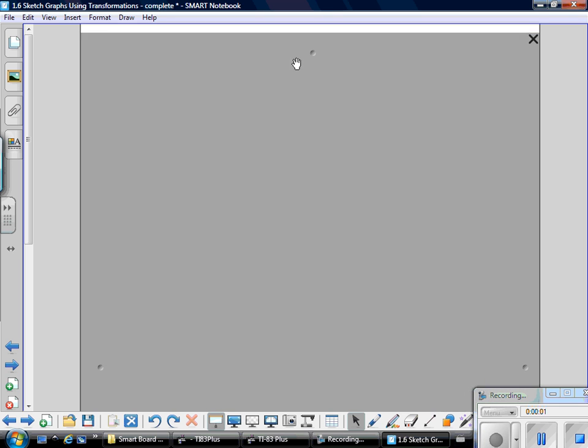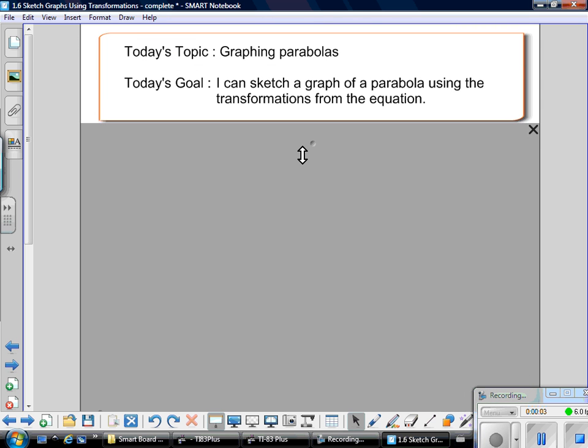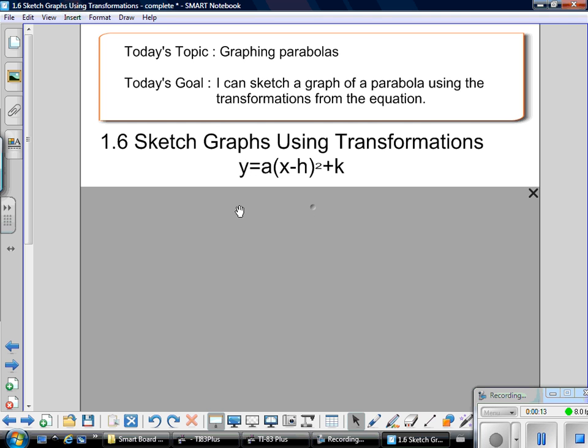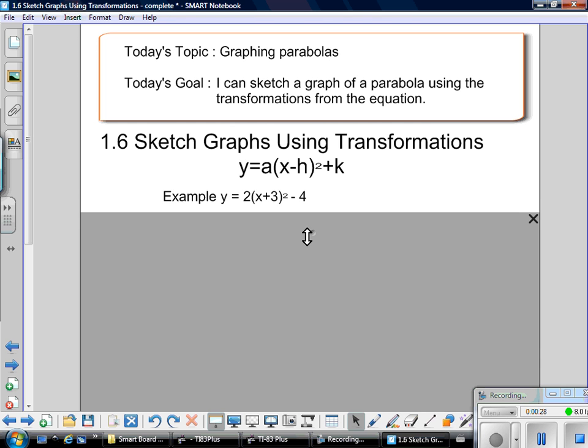Okay, this is the last lesson in this unit. Your goal today is: I can sketch a graph of a parabola using the transformations from the equation. So we're starting with all the transformations. We have our translations, the h and the k, and we also have our vertical compression and vertical stretch as well. We're going to look at a working example to start with.